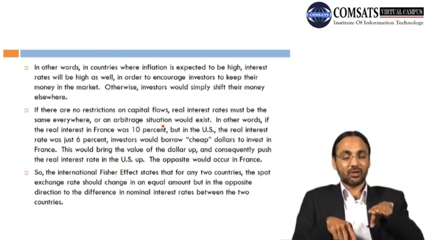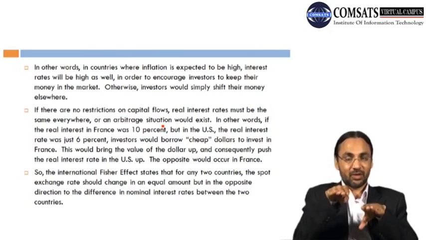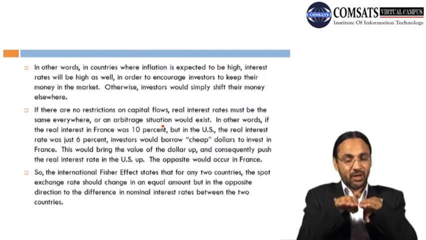In USA it was 6%, in France it was 10%. People start borrowing money from here and investing there, and what's going to happen? Demand is low here, because people were borrowing from here, and the dollar is in more demand there, and they are investing, because that means the supply of dollar is more. Because of demand it will go up, and because of the high supply it will go down, the interest rate will go down, and eventually it will come to the same level, same rate.